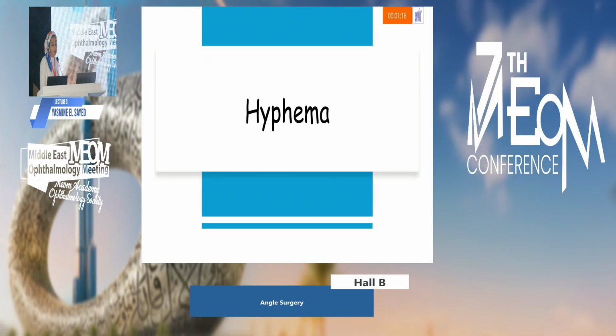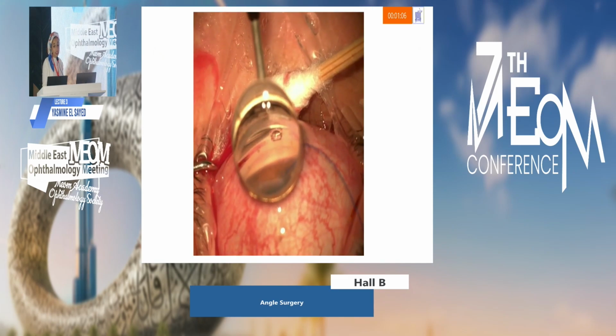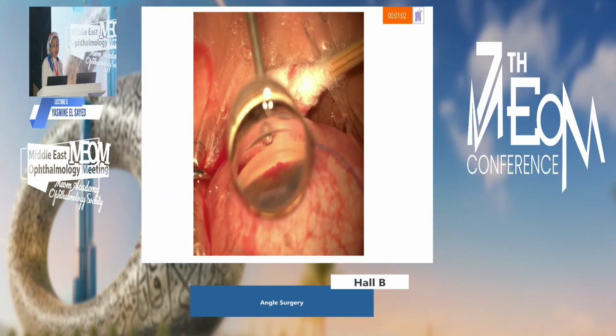Now, hyphemia is a real nuisance. It happens post-operatively, but it's manageable, and in most cases, it goes away with conservative treatment, no matter how long it takes, up to a month. Very rarely do I need to wash the anterior chamber. But intraoperatively, it can get in the way of visualization. There are a lot of surprises.